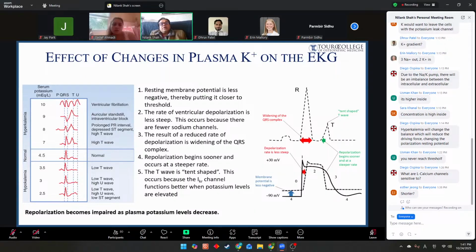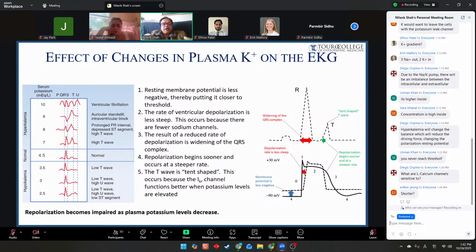making it more negative and very hard to fire an action potential, because you have to have a stronger inward current, which should overcome the outward potassium current, in order to reach threshold. So it is possible to fire an action potential, but it is very hard in hypokalemia. But you can, if the inward sodium current is greater than the outward potassium current.